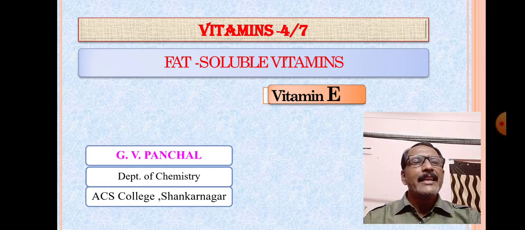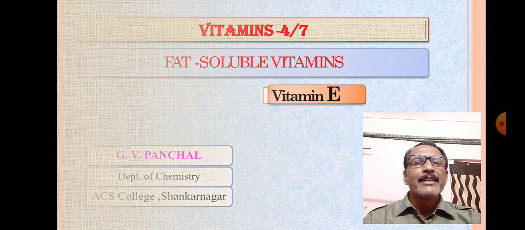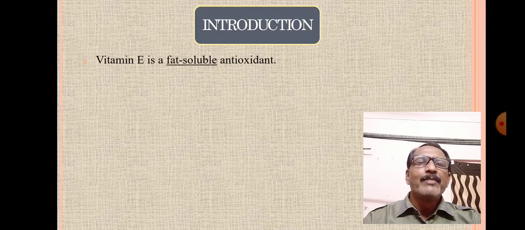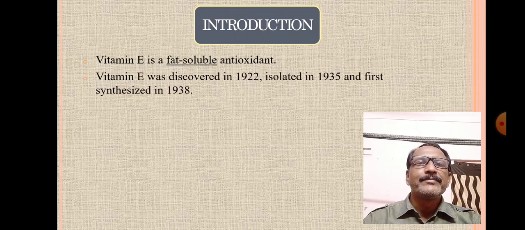In vitamin E, we will see what is meant by vitamin E, or what are different factors related to vitamin E. Vitamin E is a fat soluble antioxidant. There are four fat soluble vitamins: vitamin A, vitamin D, vitamin E and vitamin K. This is third one, that is vitamin E, which is a fat soluble antioxidant.